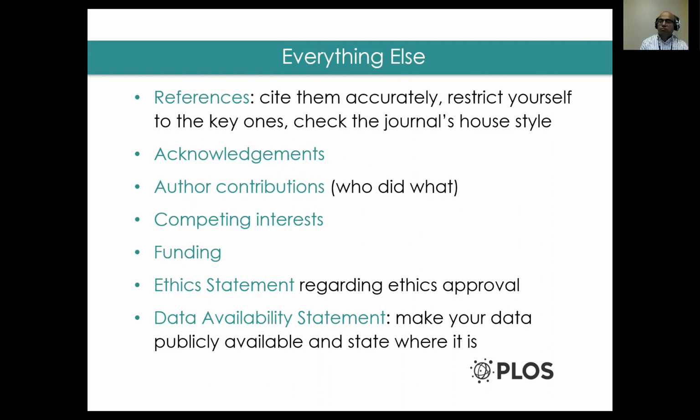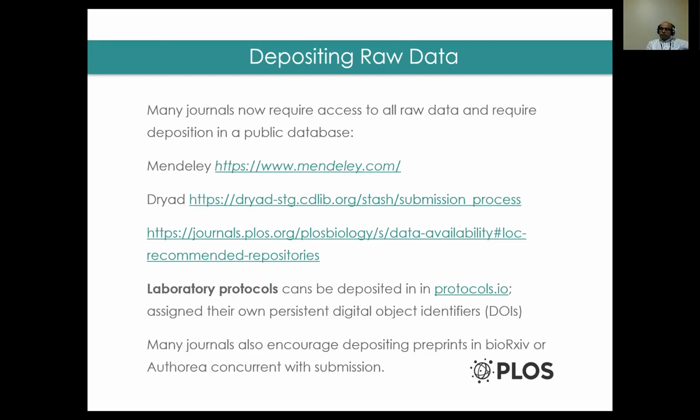Acknowledgements, author contributions, who did what. A lot of journals make you specify exactly what each author contributed to the paper, whether you have competing interests, your funding, and ethics statements. For animal research and human research, you even have to provide your approval number, and then the data availability statement. So make your data publicly available and state where it is. And we already talked about that.